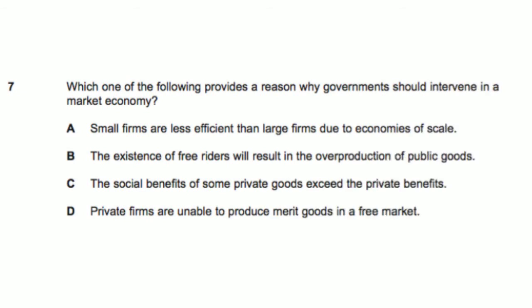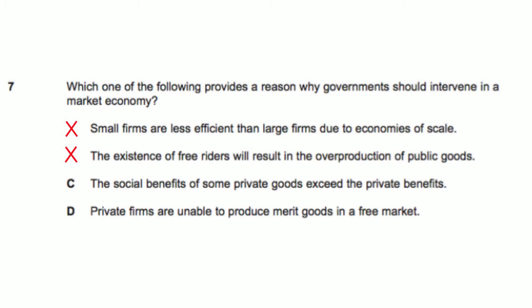Question 7 says, which one of the following provides a reason why government should intervene in a market economy? Option A is that small firms are less efficient than large firms due to economies of scale. This statement is true, but it isn't a reason why a government would want to intervene in a market economy. The next one is the existence of free riders will result in the overproduction of public goods, and this is just wrong. Public goods, because of the free rider problem, will not exist in a market economy.